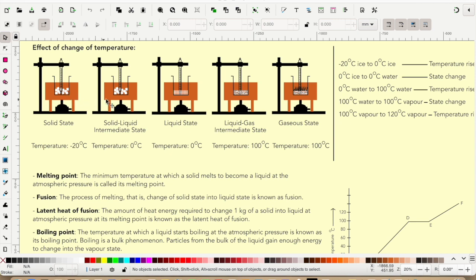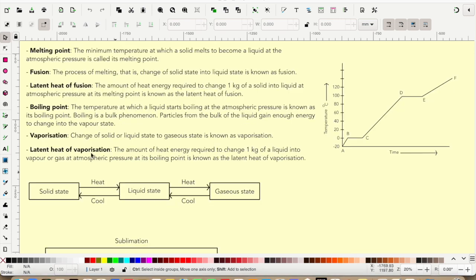From figure 1 to figure 2, only temperature rise of ice, no state change. From figure 2 to figure 3, only state change from solid to liquid, no temperature rise. From figure 3 to figure 4, only temperature rise of water, no state change. From figure 4 to figure 5, only state change from water to water vapor, means liquid to gas, no temperature rise. Now let us see the definition of some keywords related to this process.